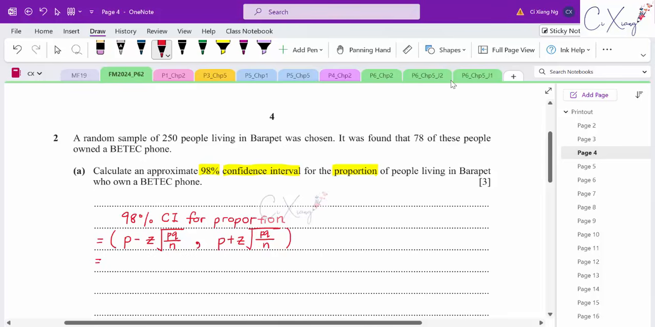So what is the value of p? You should know that p is the proportion of people who own the phone. So it will be 78 over 250.